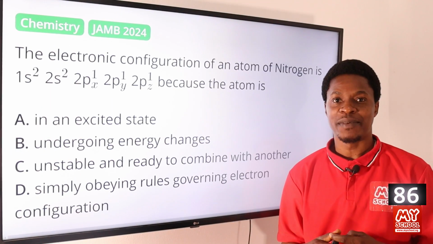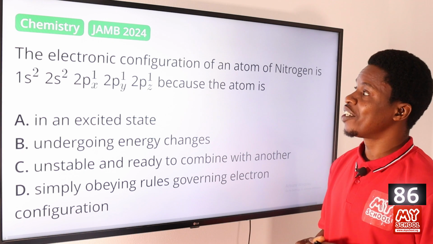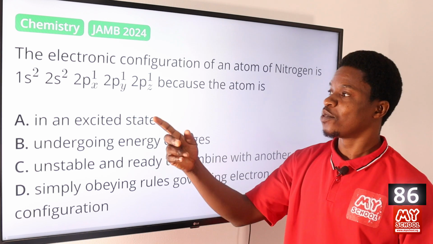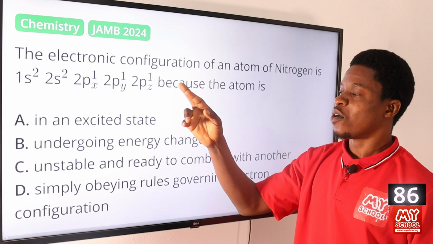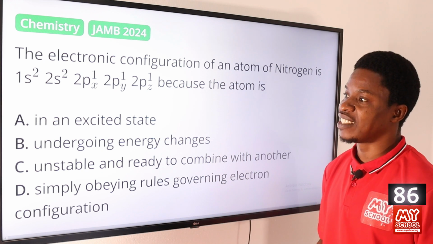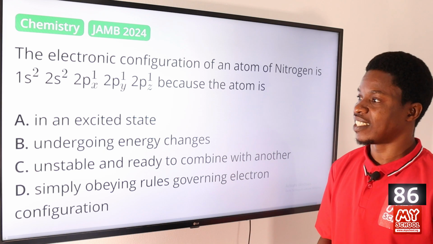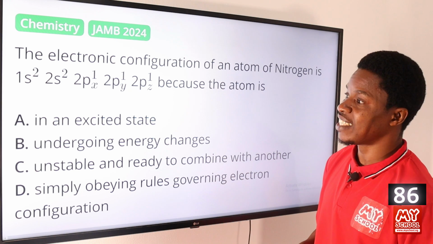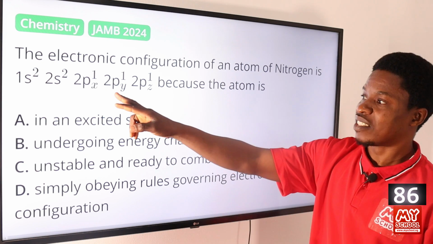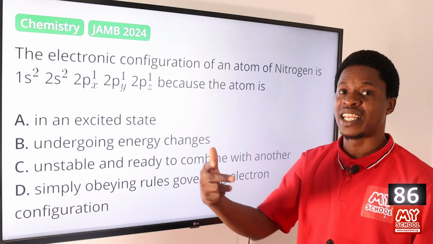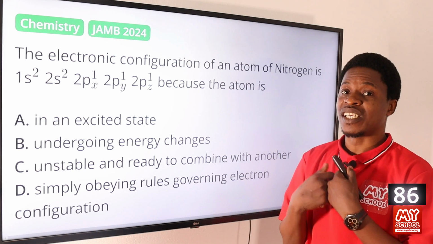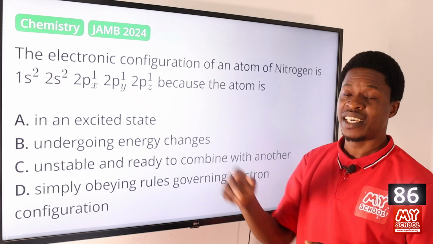Now let's move on to question number 86. The electronic configuration of an atom of nitrogen is 1s2, 2s2, 2p1x, 2p1y, 2p1z. Because the atom is, option A says, in an excited state. No, that is not the reason why the electronic configuration is written this way. The excited state will show that an electron has moved from the ground state, either by absorbing or releasing energy, but this does not show that. So option A is not the answer.